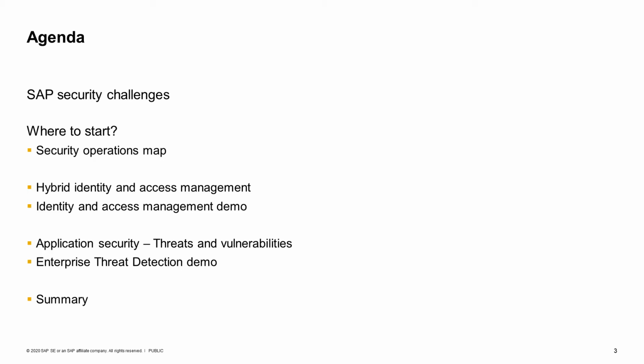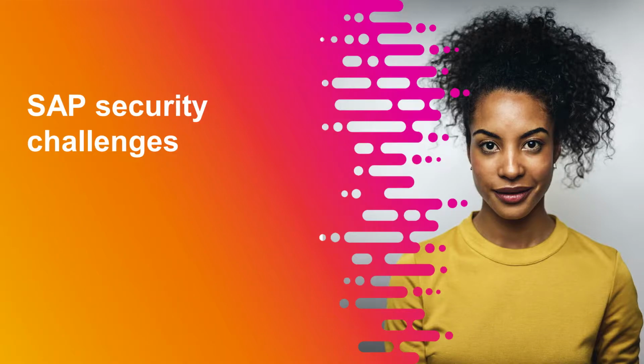So here's the agenda today. We're going to talk about common security challenges generally and in SAP systems, and a little bit about where to start to get into how do you find more information on how to protect your SAP system, what tools are available from SAP, and what tools do you already have today. My background is in identity and access management, so we will spend some time talking about hybrid solutions from SAP that also work with third-party identity and access management solutions that you may have already in your environment. We'll talk about threats and vulnerabilities and how to monitor that environment, and we'll do a demo of enterprise threat detection and wrap it up with a summary.